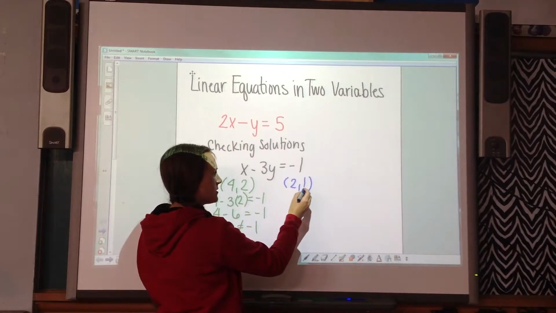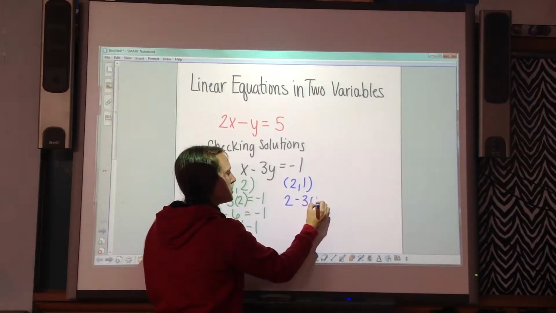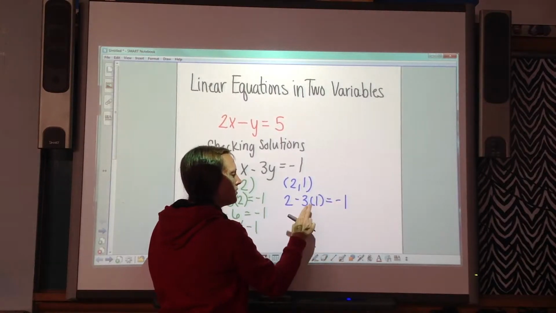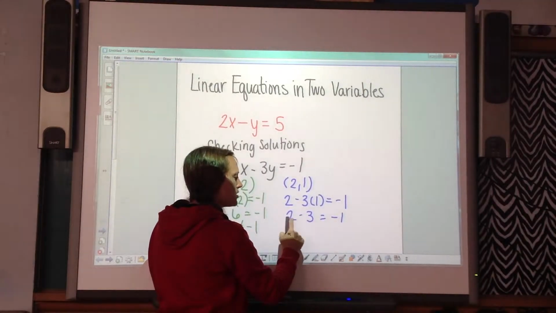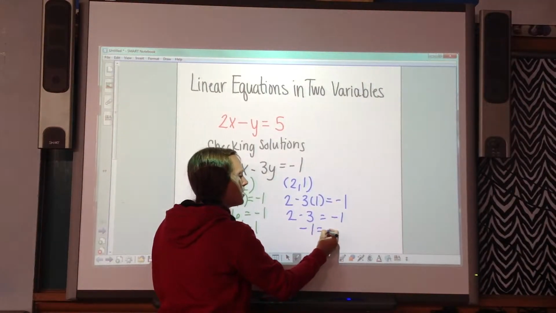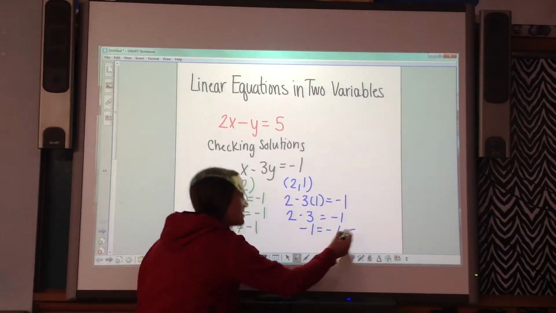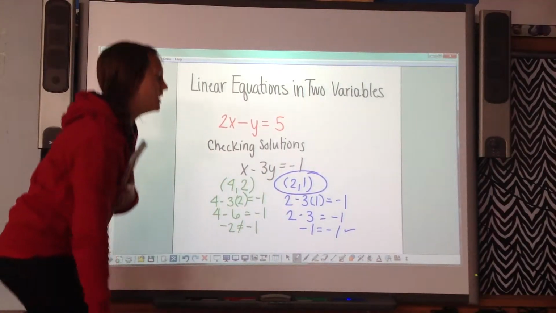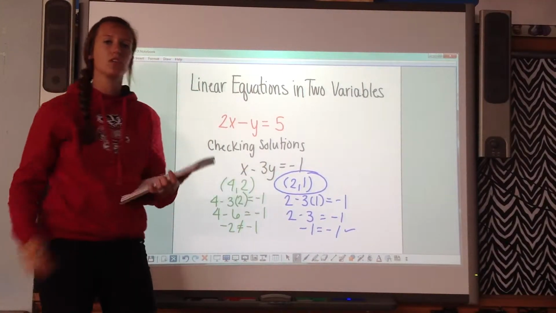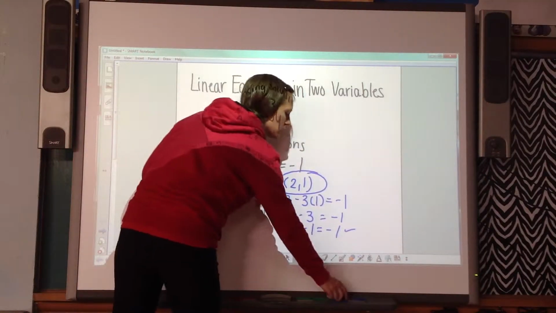This is my x, this is my y. So 2 minus 3y equals negative 1. 3 times 1 is 3. 2 minus 3 is a negative 1. Do you see how both sides of the equal sign are the same? These are the same. So that means that this is a solution to that equation. This is an answer to this equation. There are more. We only found one.